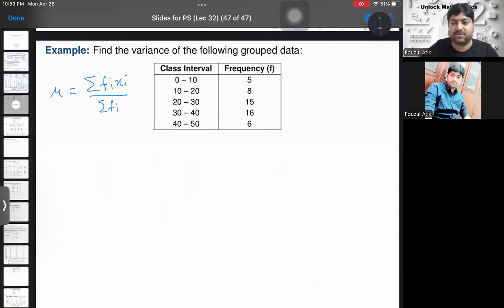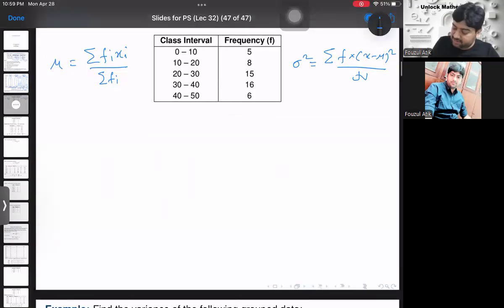What is the variance formula? In case of group data, the variance formula is the summation of f into (x minus mu) whole square divided by capital N, because we are taking the population data. To do this kind of variance calculation, you have to make a table. Correct? What are the things you have to get in the table? You have to make a very big table, and slowly find all the values from the table.